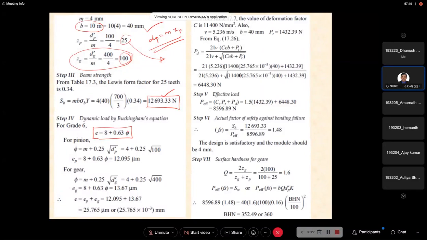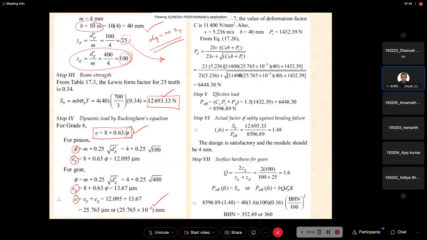Now use this relation. Before using it, what is e? e is a tolerance factor, m plus 0.25 square root of dp. From these relations, we are able to find the error in the pinion, and similarly the error in the gear. Then the total error is ep plus eg, which is finally 25.76 micrometer.